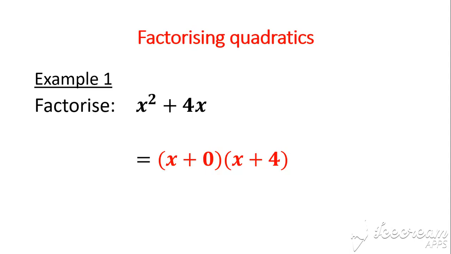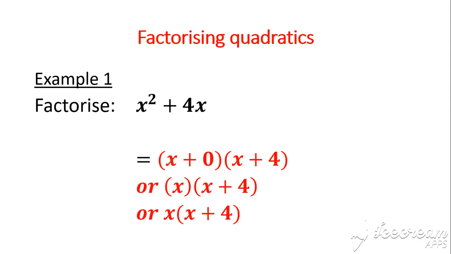Now, once you've got that figured out, have a look at the first bracket, x plus 0. We don't need to write x plus 0, so we're just going to write x. We don't need the plus 0. So the first bracket's just going to be x, and the second bracket's going to be x plus 4. We don't actually need a bracket around x when it's just x by itself. So when you go to check your answers, you're probably going to see it in this form, x bracket x plus 4.